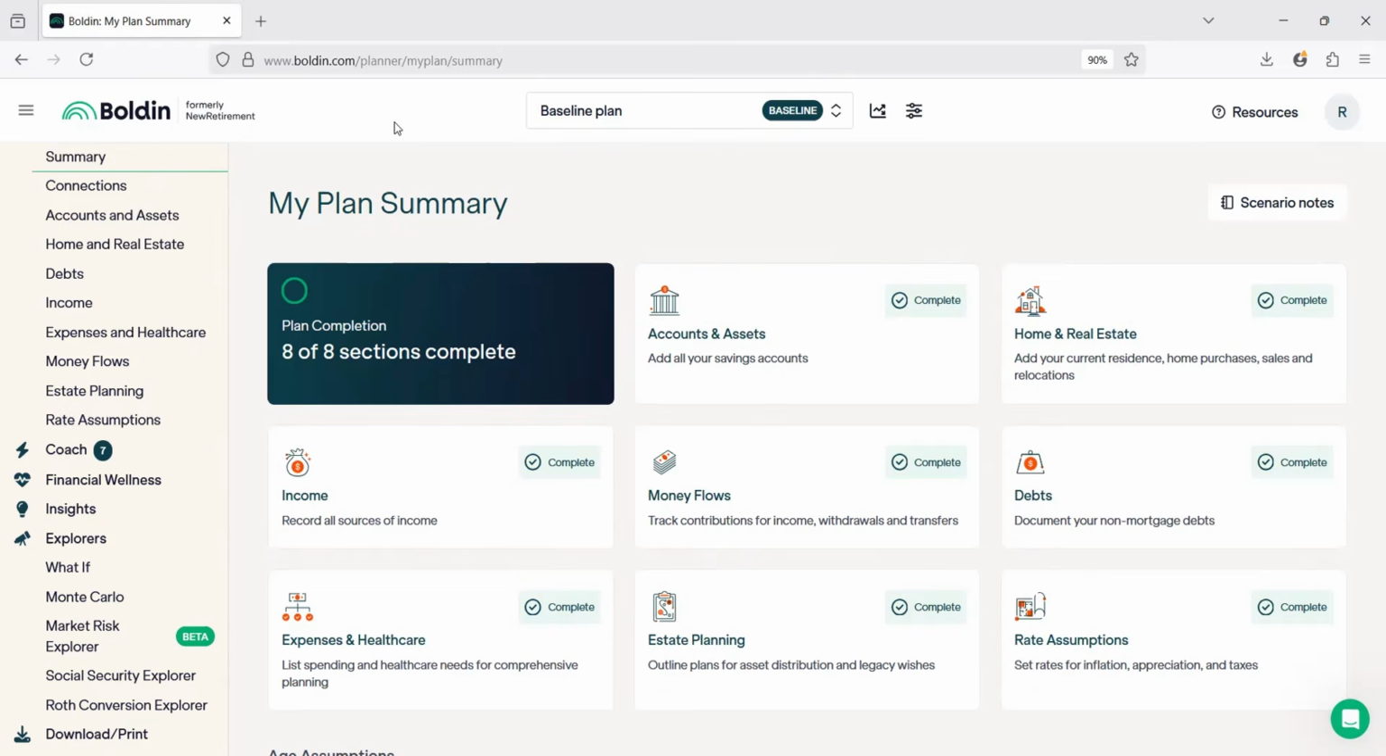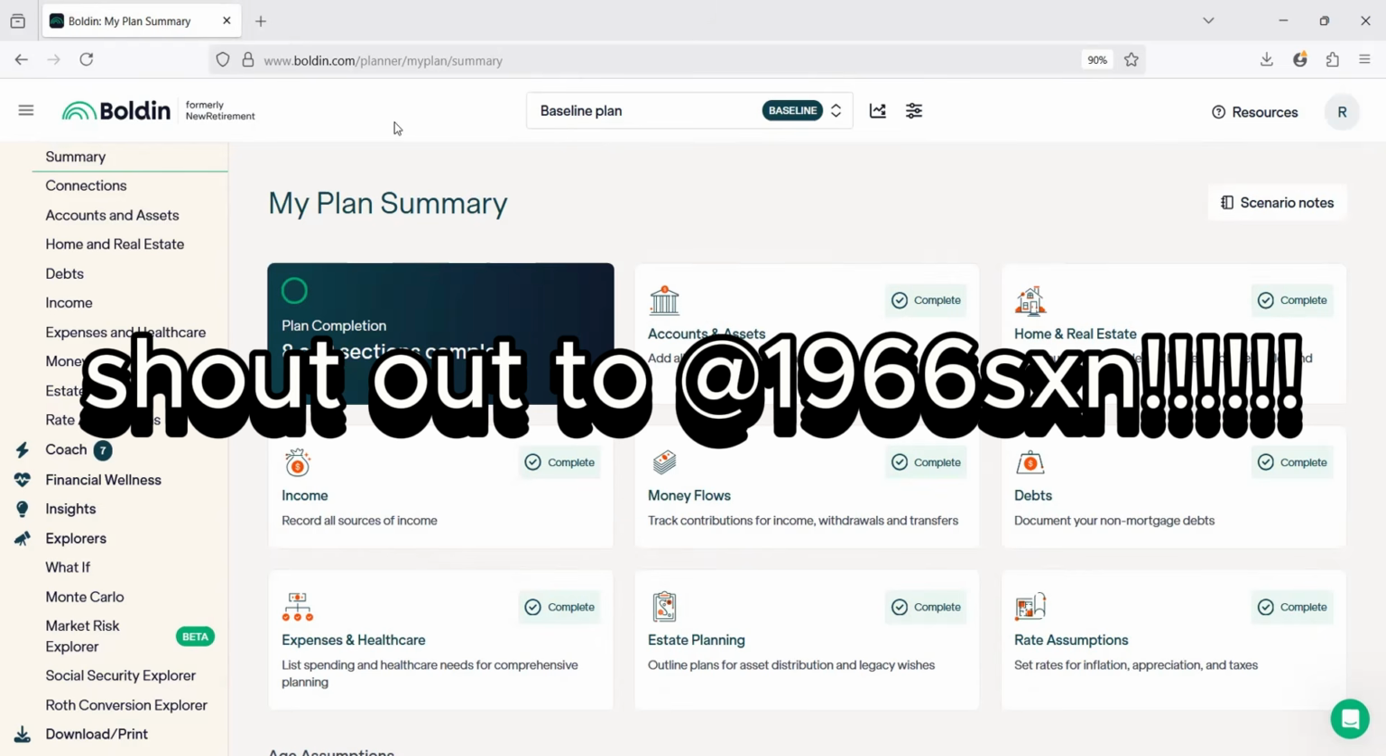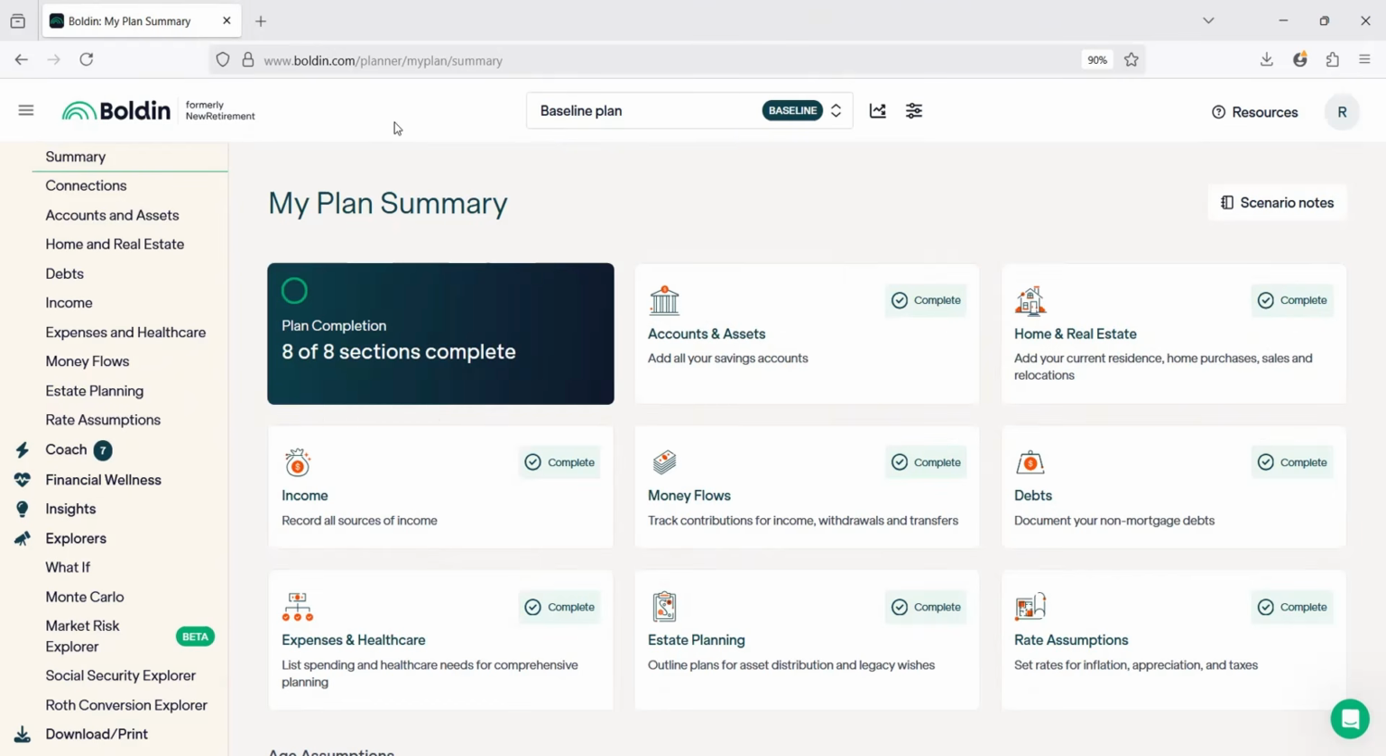I had one of the comments on a recent video give me a very specific scenario, and so I did want to try to set this up. So I used my paid version of Boldin. I scraped all of my information and started again. I thought it would be a perfect chance to show you how to set up just a very simple scenario based on the information I was given. So let's go ahead and jump in.